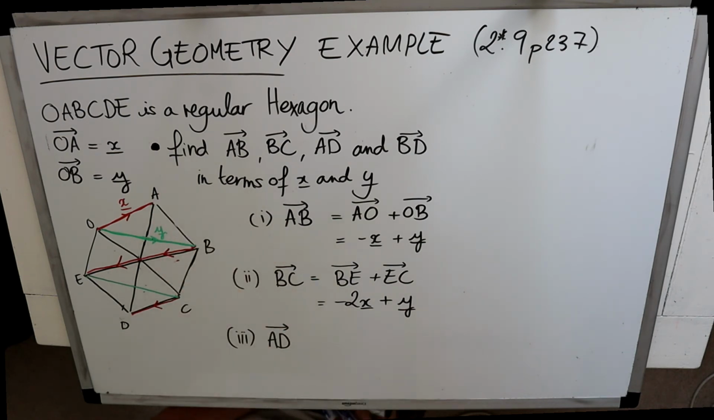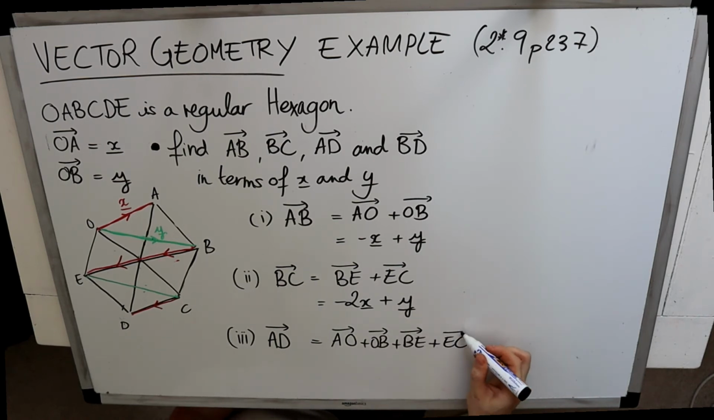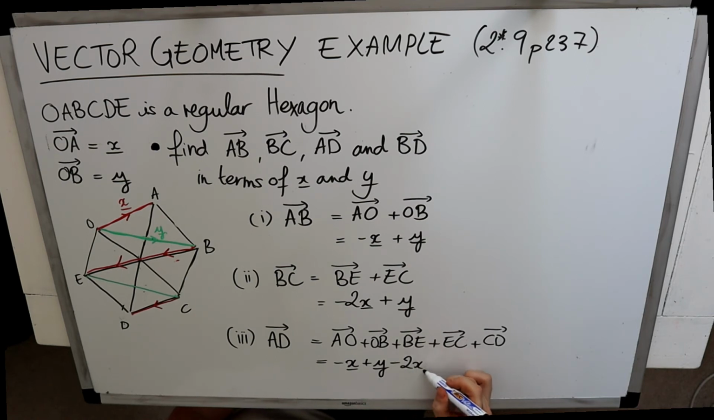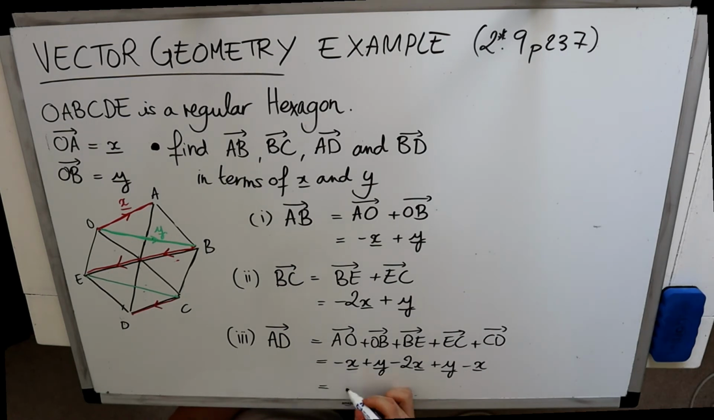So I could have done this just by doing it geometrically like that, and we can see that if I write this as AO plus OB plus BE plus EC plus CD, I can write that as minus x plus y minus 2x, because we're going backwards along the x direction, plus y minus x. I end up with minus 4x plus 2y.